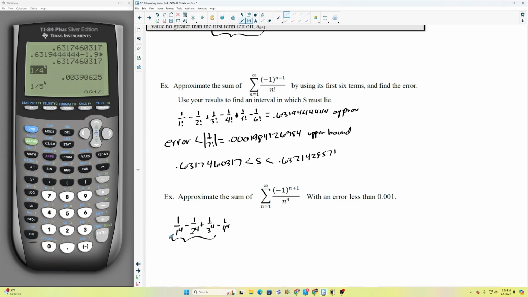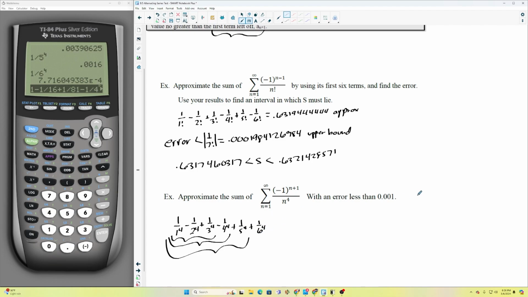So what if we added all 4 of these and said 1 over 5 to the 4th could be our possible error? Well, that's not less than 0.001, that's slightly more. It turns out 1 over 6 to the 4th. So if we added up these 5 and then we said, well, this is our error, then we'd have an error that's less than 0.001. So when we add up all 5 of those, which I think I've done here, approximate the sum.